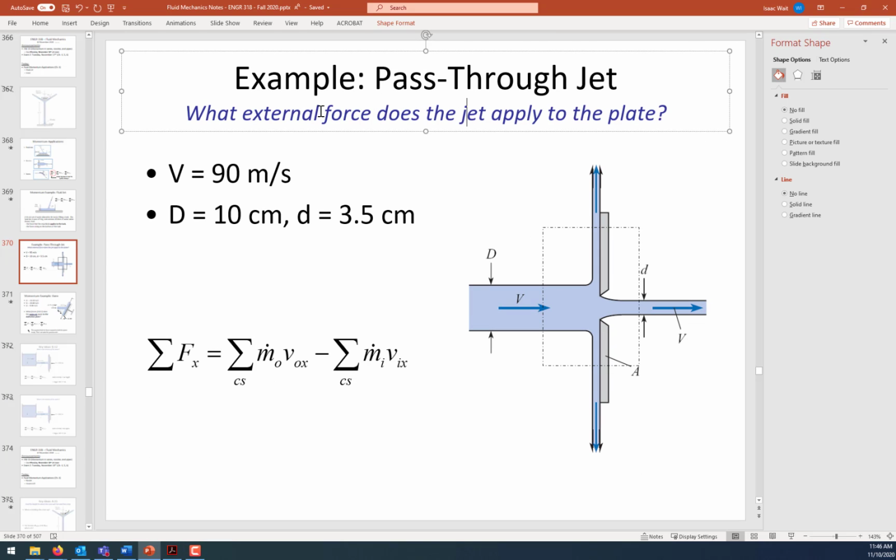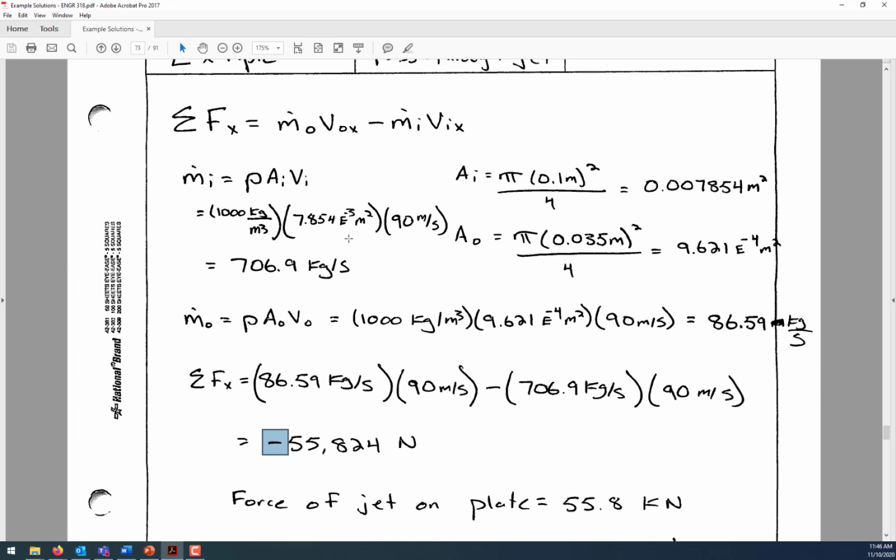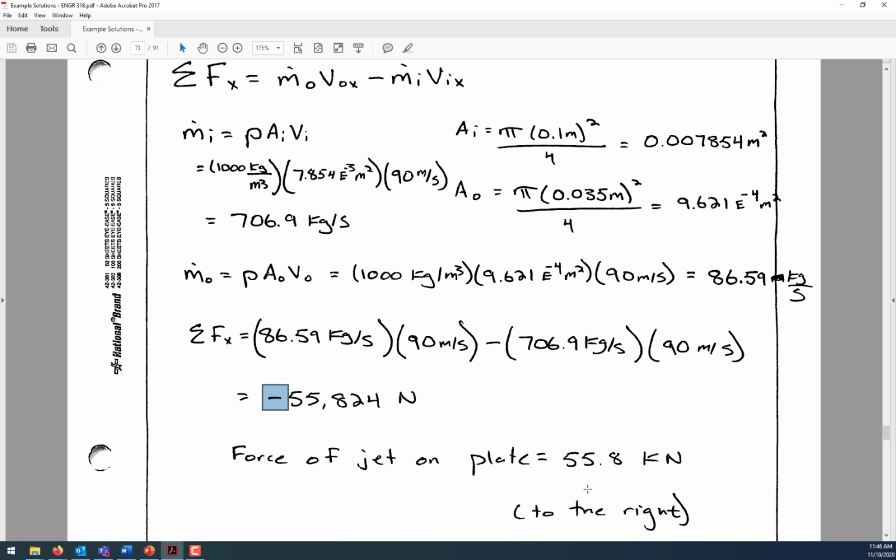And the question itself is asking, what force does the jet apply to the plate? So that's the equal and opposite of what external force is required to hold the system steady. So here, because it's asked from the perspective of the force being imparted by the fluid on the plate, then it's a positive. So you'll notice now I'm expressing it in terms of kilonewtons, and then I've also clarified there in parentheses that we're talking about a force that's to the right. The jet's pushing on the plate rightward.